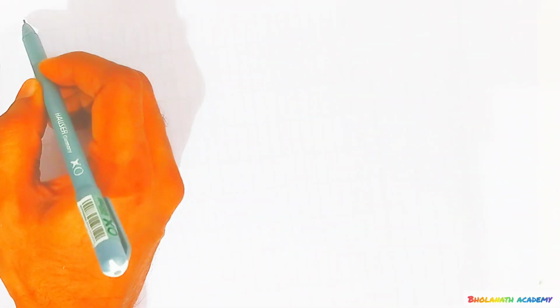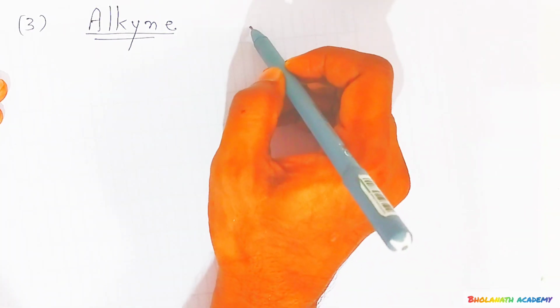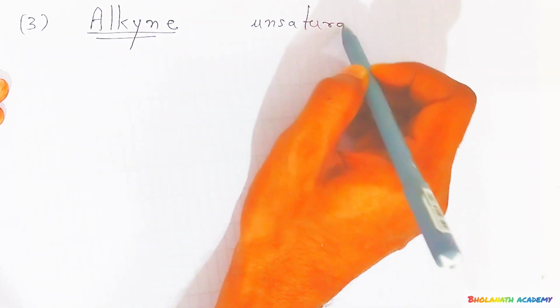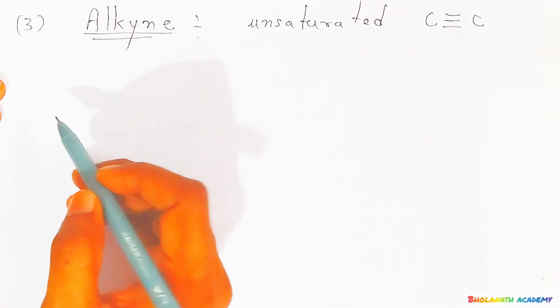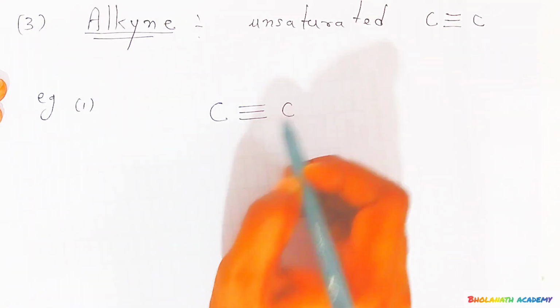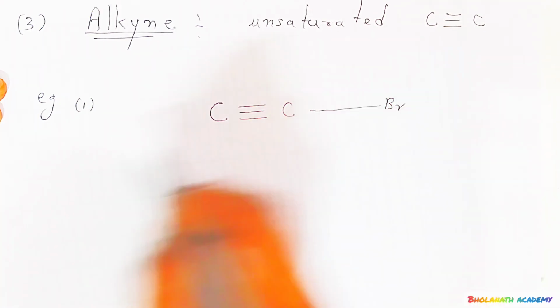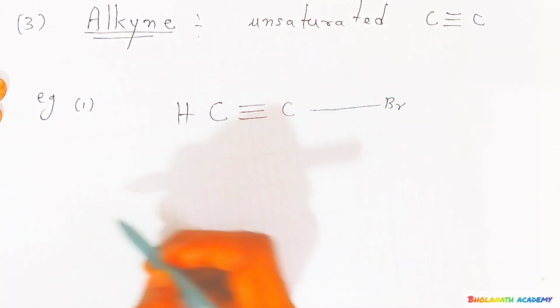Halogen derivative of alkyne. Alkyne, students, what is it? It is also an unsaturated halogen derivative. Here there is a triple bond between carbons in alkynes. First example, students: carbon triple bond carbon. Here the bromine is attached. Now fill the valency with hydrogen. Here all the valency is already occupied, so no hydrogen is there, students.